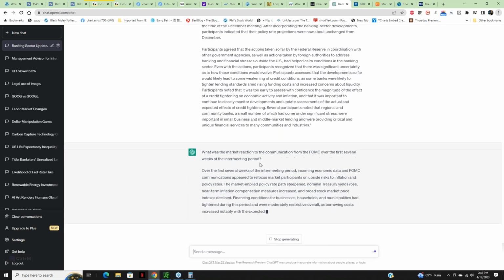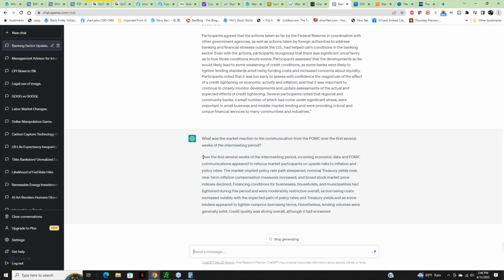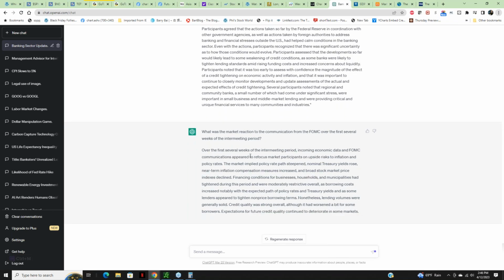What was the market reaction to the communication from the FOMC over the first several meetings? Over the first several weeks of the intervening period, incoming economic data and FOMC communication appeared to refocus market participants' upside risks. The market implied policy path deeper than nominal treasuries rose, near-term inflation compensation increased, and the broad stock market indexes declined. Financing conditions for businesses, households, and municipalities had tightened during this period and were moderately restrictive overall, as borrowing costs increased notably with the expected path of policy rate and the treasury yields, as some lenders appeared to tighten non-price borrowing terms. Nonetheless, lending volumes were generally solid. Credit quality was strong overall, although it had worsened a bit for some borrowers. Expectations for future credit quality continue to deteriorate in some markets.